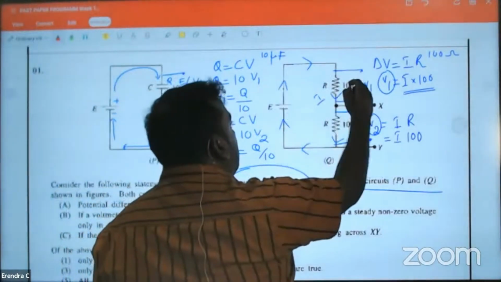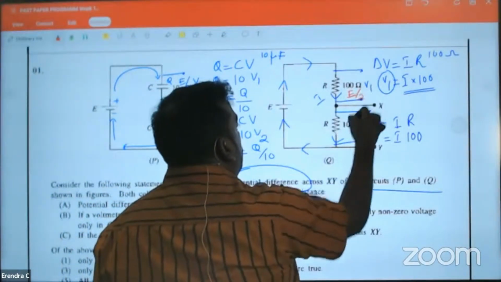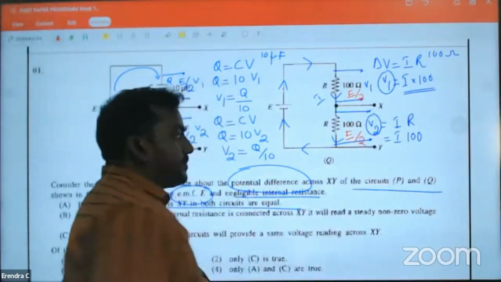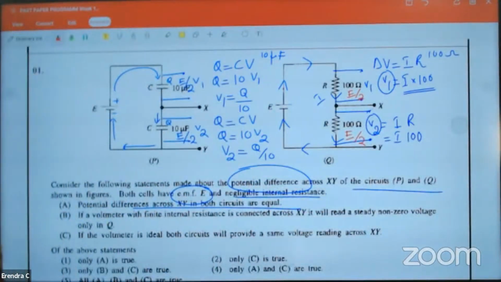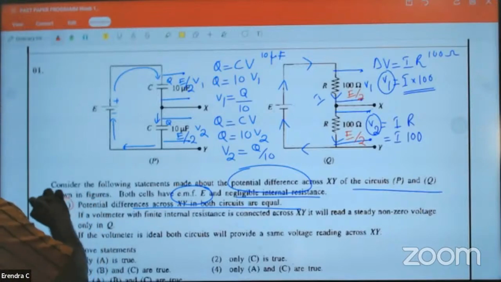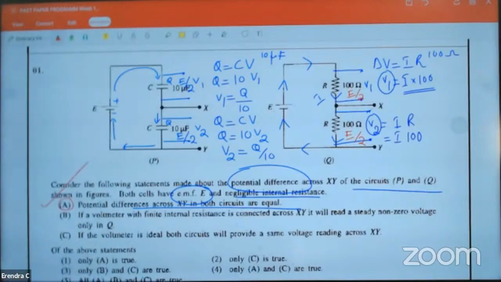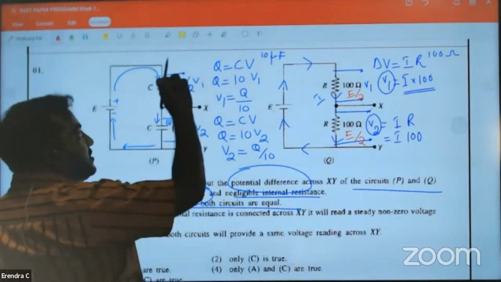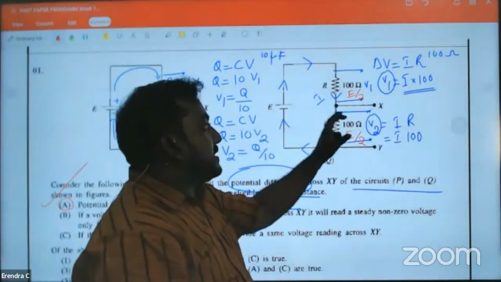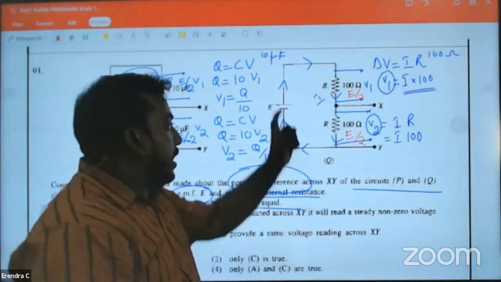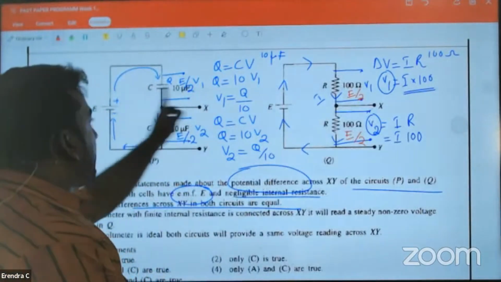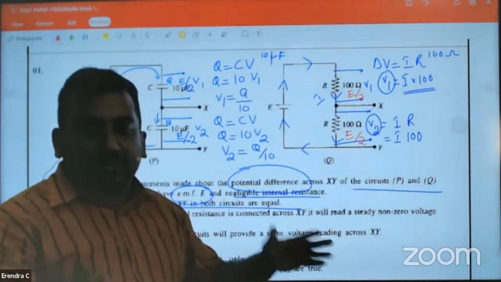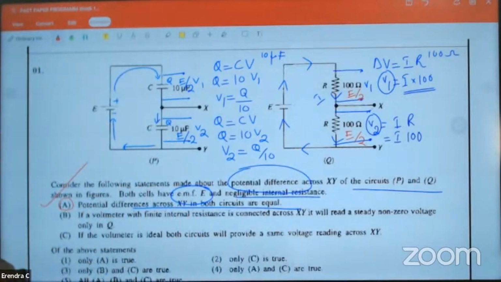V1 and V2 are the same. So what can you say? Circuits are the same. Right? So with equal resistors, voltage will equally divide. Voltage here and voltage here, if the batteries are the same, will be the same. Clear, no? Let's write below. One by one, let's go.